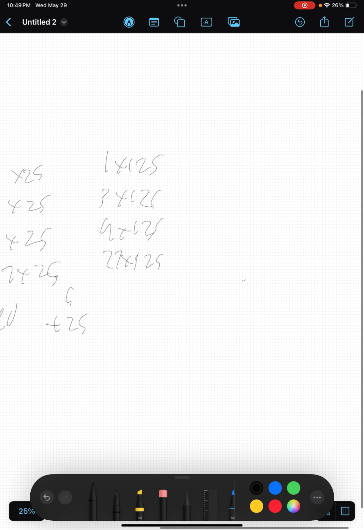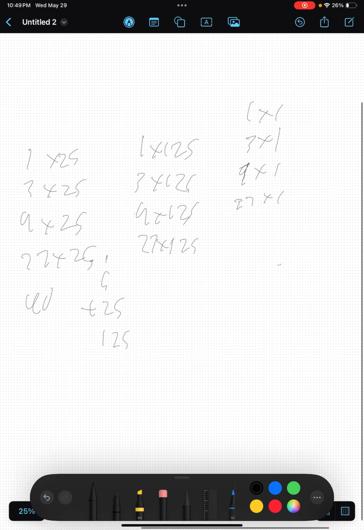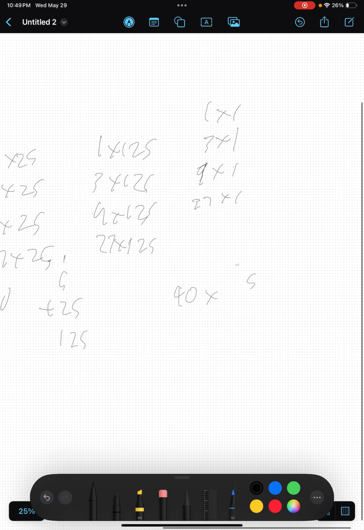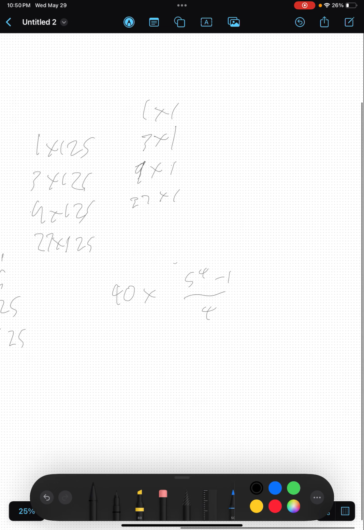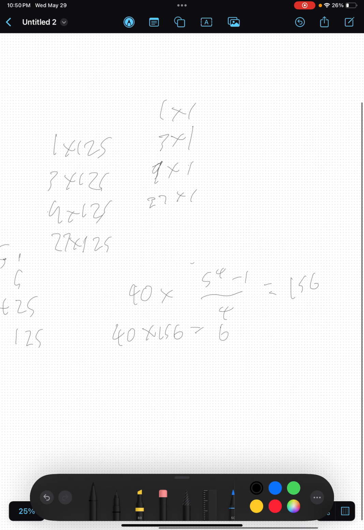I've got 1 times 3 times 1, 3 times 9 times 1, 27 times 1, 1 times 1, right? You're going to have 1 plus 5 plus 25 plus 125, and then it's going to be 40 times (5 to the power of 4 minus 1) over 4. And that's going to be equal to 156. Now 40 times 156 is equal to 6240, right?